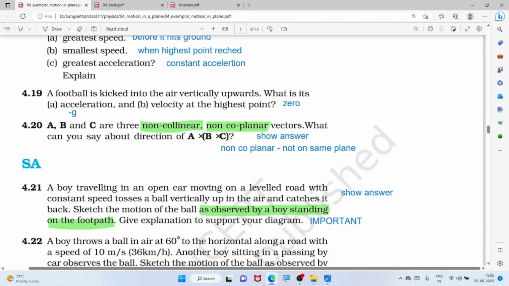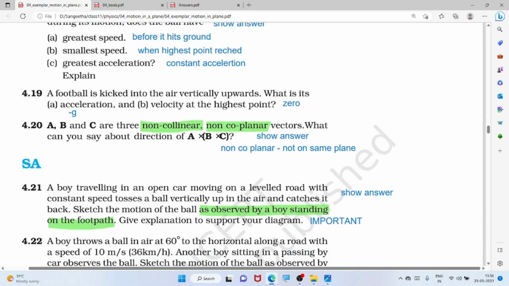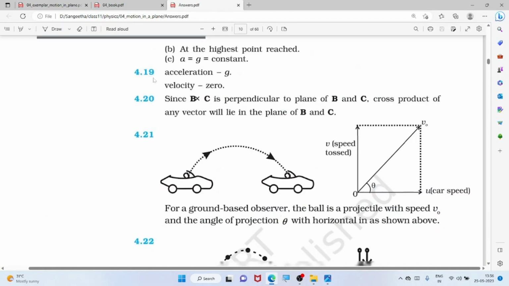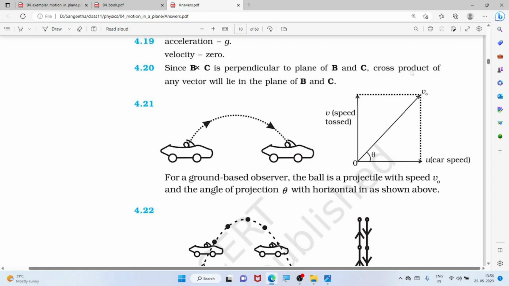Okay, a football is kicked into the air vertically upwards. What is the acceleration? Acceleration is due to gravity, negative g. Velocity at the highest point is 0. A, B and C are three non-collinear, non-coplanar vectors. Non-coplanar means not on the same plane. Okay. What can you say about the direction of the cross product? Answer 20. Okay, you can go through the answer.